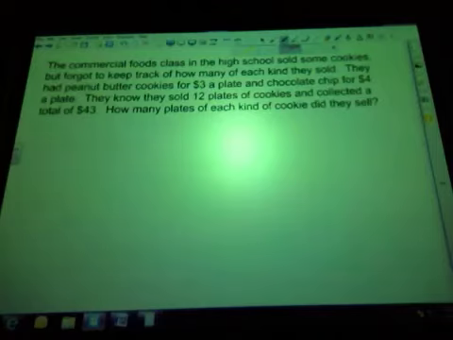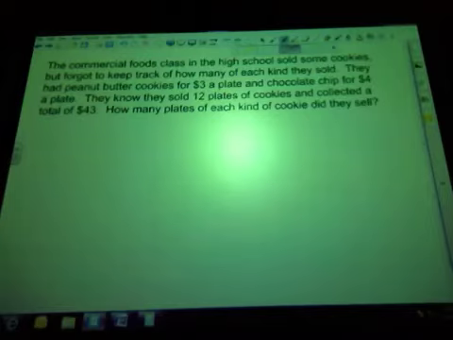This problem says the commercial foods class in the high school sold some cookies but forgot to keep track of how many of each kind they sold. They had peanut butter cookies for $3 a plate and chocolate chip cookies for $4 a plate. They know they sold 12 plates of cookies and collected a total of $43. How many plates of each kind of cookie did they sell? So you can see that we might have to do something like this in our life one day.